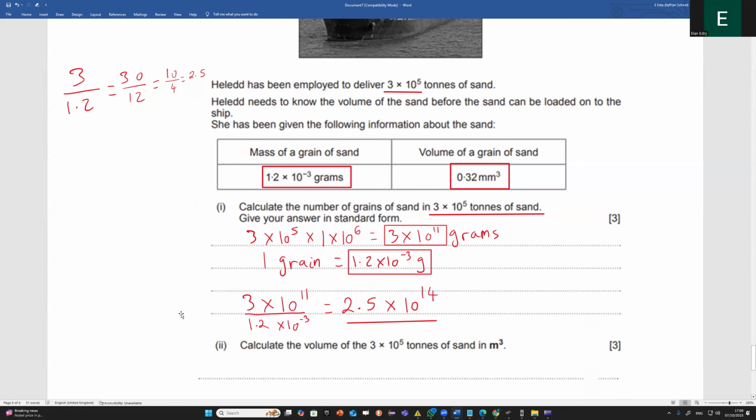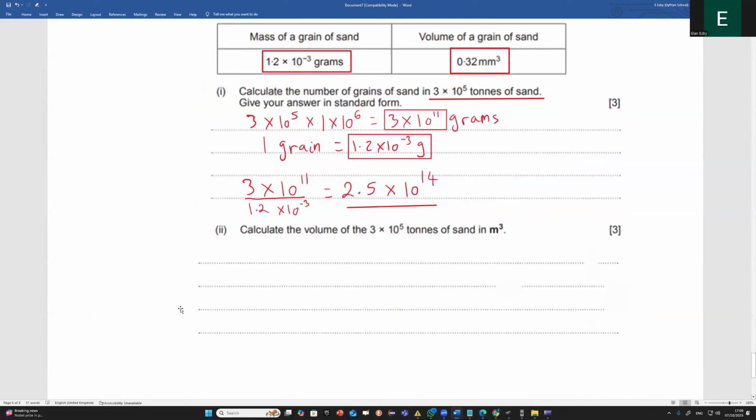Then for part two, calculate the volume of the 3 times 10 to the 5 tons of sand in meter cubed. We could do it in millimeter cubed and then change it. This actually isn't too bad. So 1 grain of sand is 0.32 millimeter cubed.